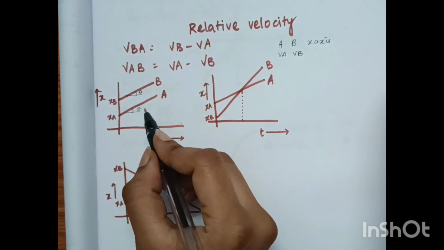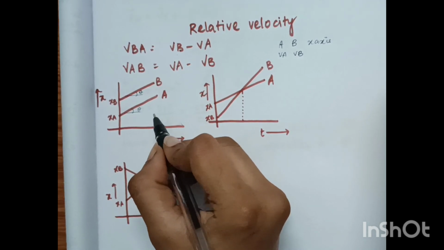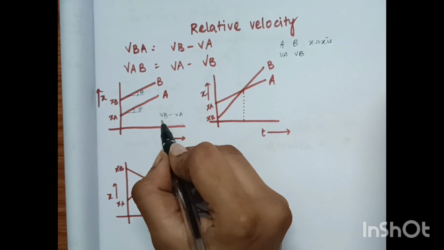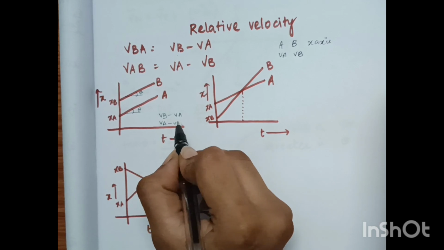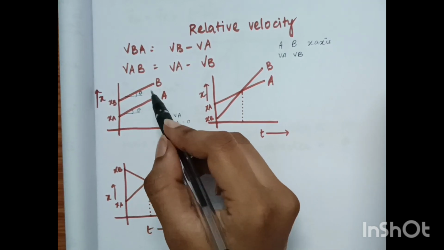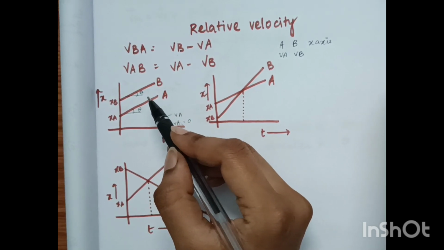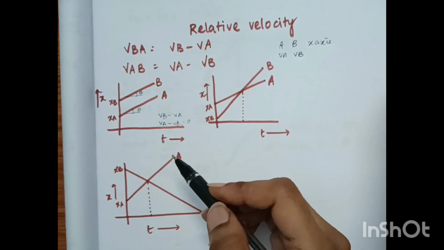So what will be their relative velocity? Let us consider velocity of B with respect to A. VB minus VA. So VB is also VA only. Let us consider VA minus VA. So it is 0. So in this case, if two objects are moving with the same velocity in the same direction, then their relative velocity is 0.